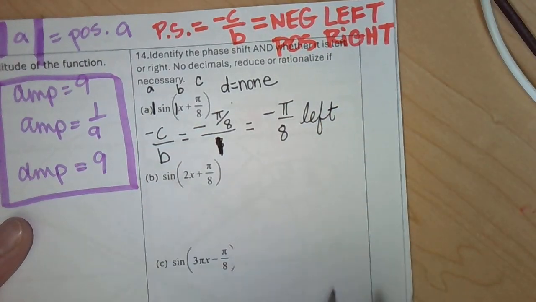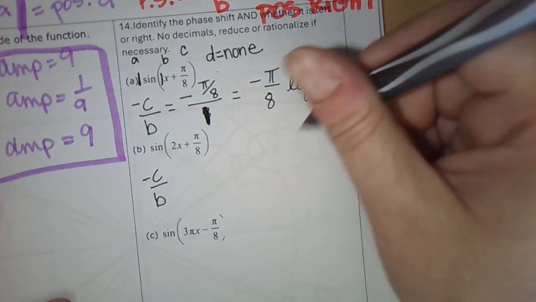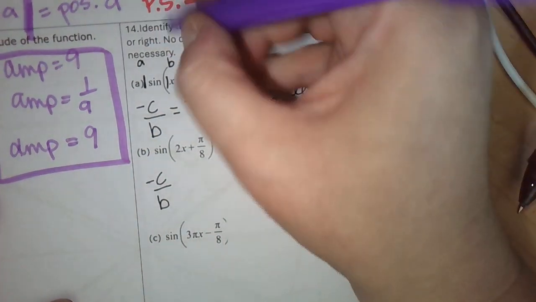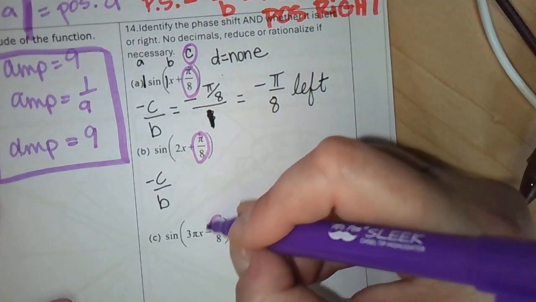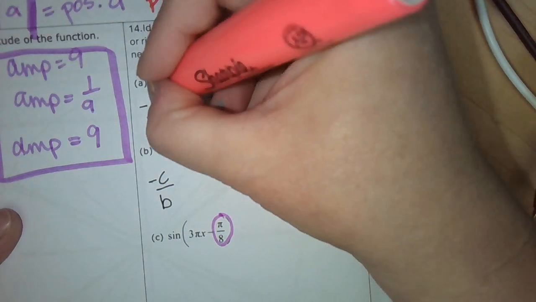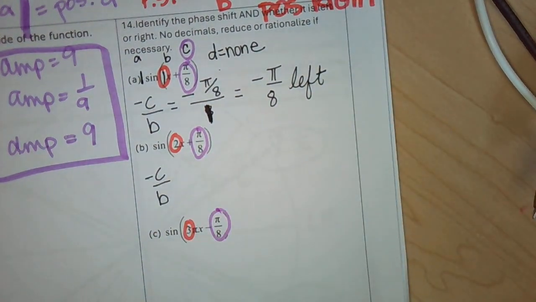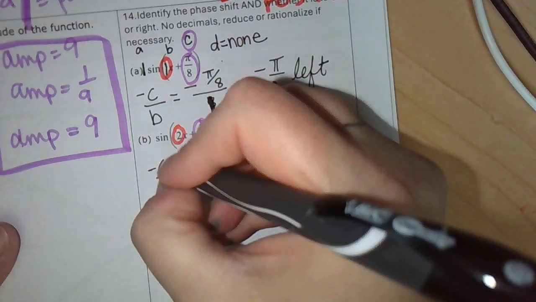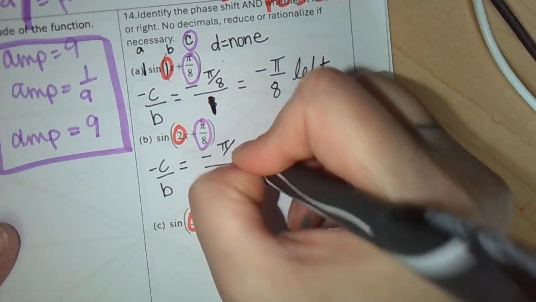Okay, part B, negative C over B. C again is the number in the parentheses after the x. B is the number to the left of the x inside the parentheses. So negative C over B is negative pi over 8 all over 2.